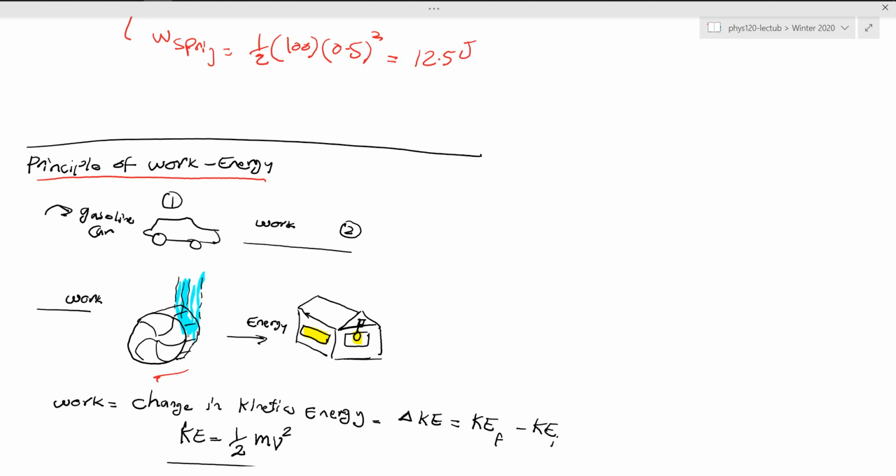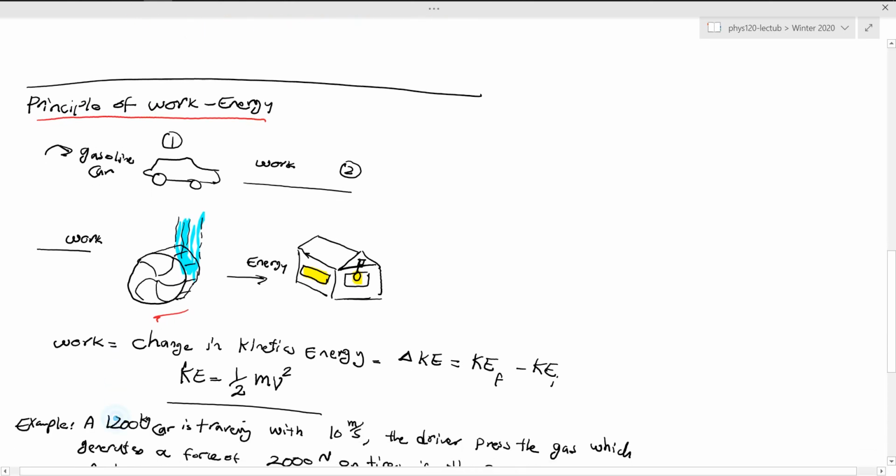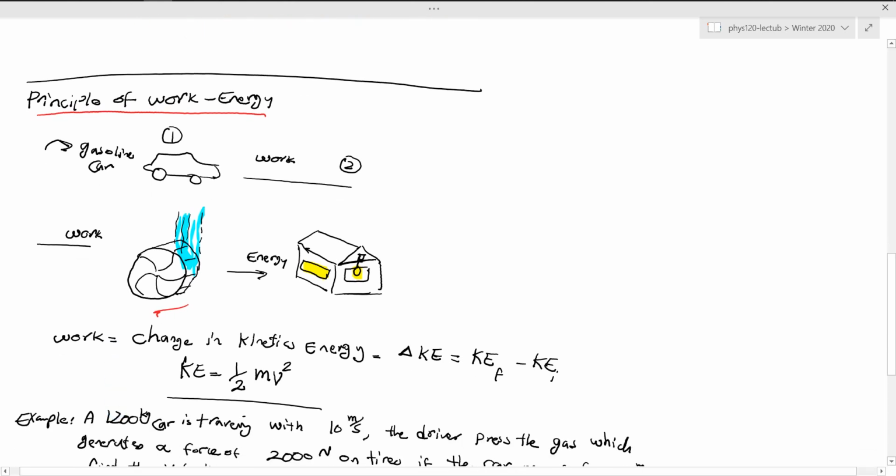Now we want to formulate that in physics. So what do we mean in physics? In physics, this is actually the principle of work and energy. Work is equal to change in kinetic energy. Delta KE is equal to final kinetic energy minus beginning kinetic energy. So the letter F stands for final, the letter I stands for initial. Now we already know that kinetic energy KE is half of mv squared.